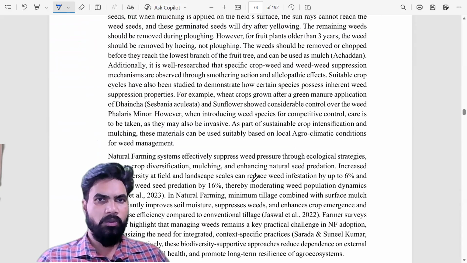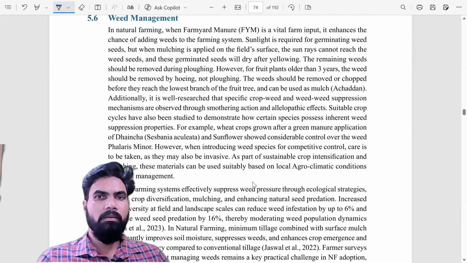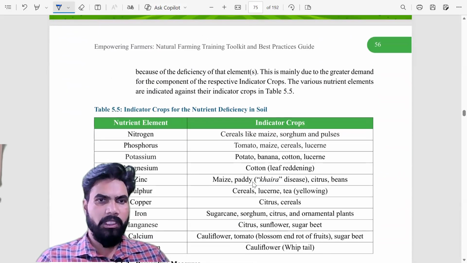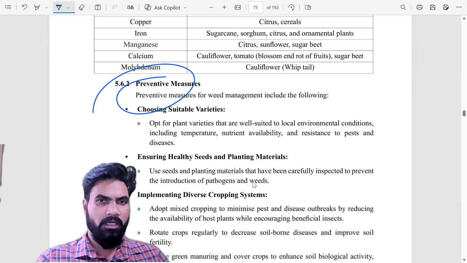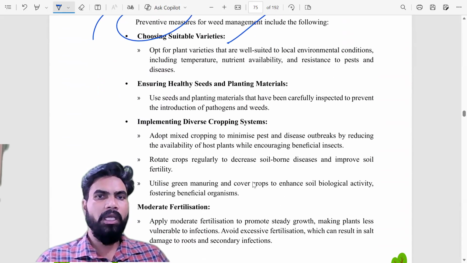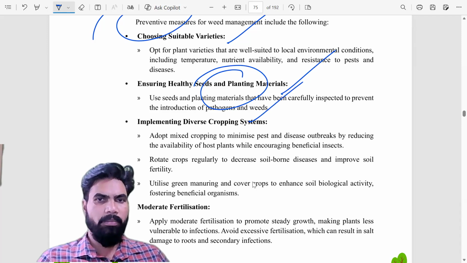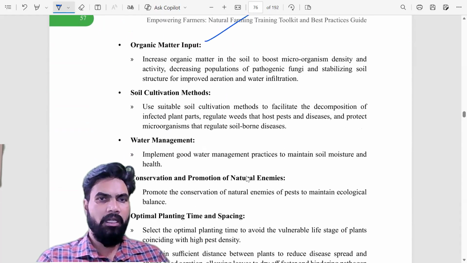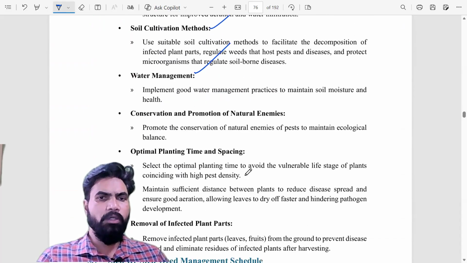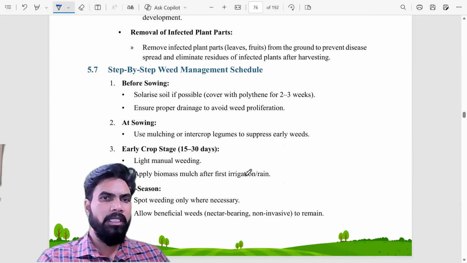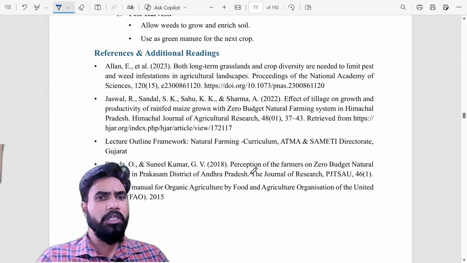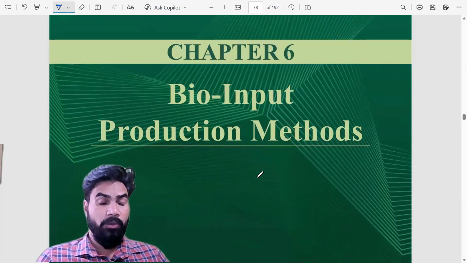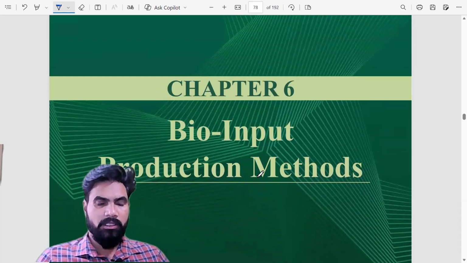Then weed management is also there, how weed is managed. Then companion crop weeds are also discussed. Preventive measures are once again discussed here: selecting suitable varieties, ensuring healthy seeds and planting materials, implementing diverse cropping systems, moderate fertilization, organic matter input, soil cultivation methods, water management. By doing all these things, we can control the pests. Then a step-by-step weed management schedule is also discussed. It is not required for you. Maybe the farmer who is actually doing natural farming may find it useful.